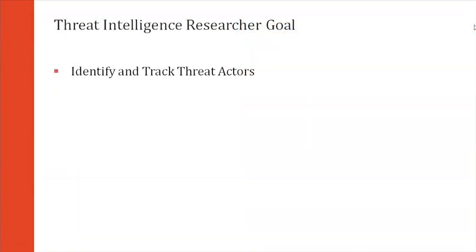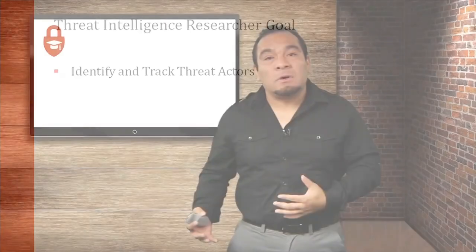The threat intelligence researcher's goal is to identify and track threat actors. As I said, at the end of this whole effort, you should be able to know who is behind it. Is North Korea behind it? Is China behind it? Is it a nation-state sponsored effort? Where are they operating from? Those different details are what we need to get by doing this specific effort.